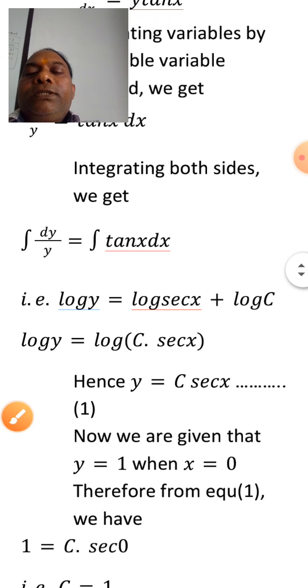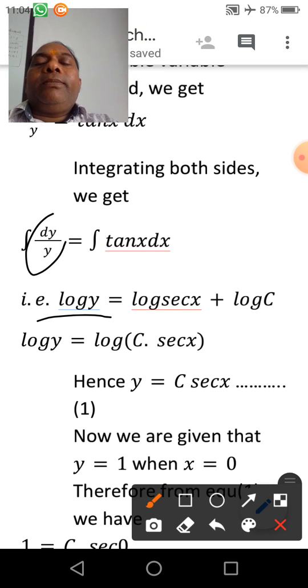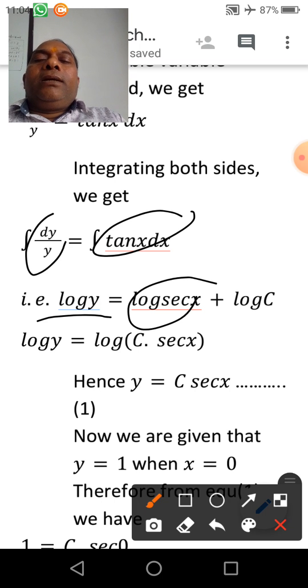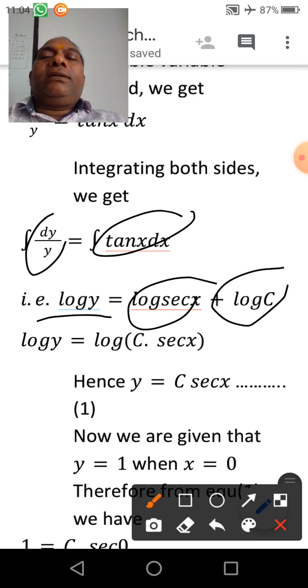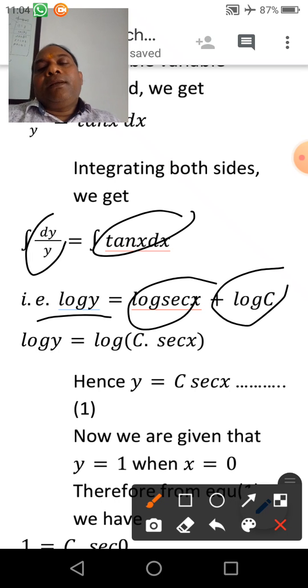So this will be equal to log y is equal to, the integration of dy by y is log y, the integration of tan x will be log sec x, plus log c, where log c is the constant of integration, or integration constant. Now with the help of the given condition we have to find the value of c.